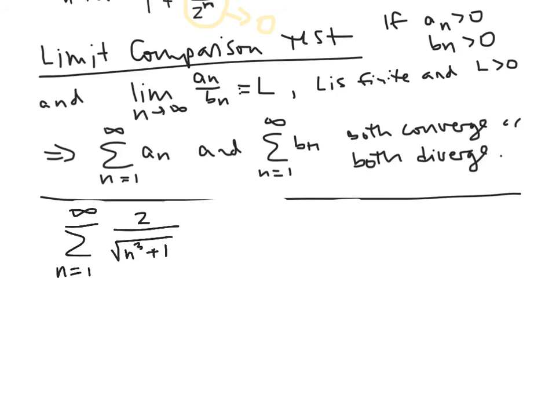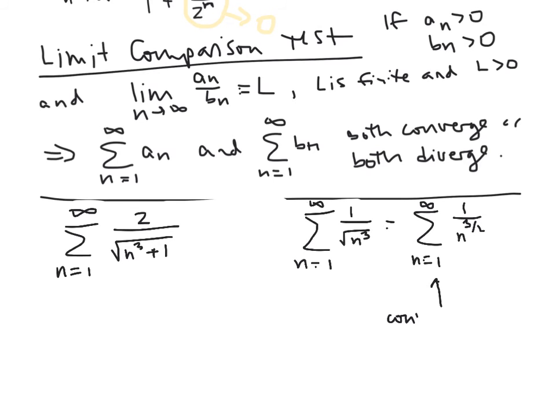Alright, now that you've had time to do that, let's write down a new series. The series we're going to compare it to is 1 over the square root of n cubed, also known as the sum from 1 to infinity of 1 over n to the 3 halves. We know that this is a p-series, so it converges because p is bigger than 1.